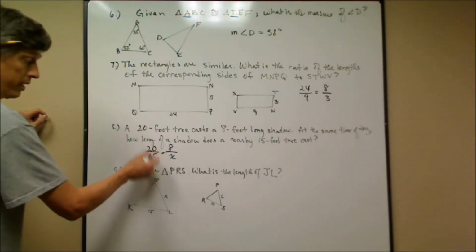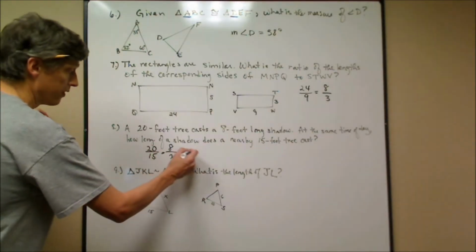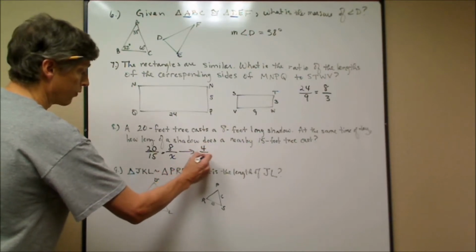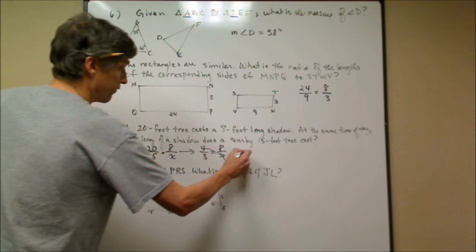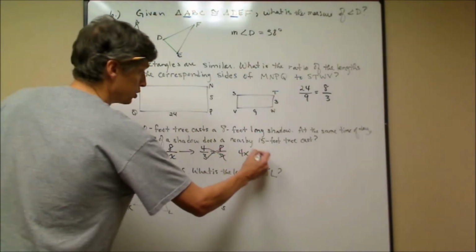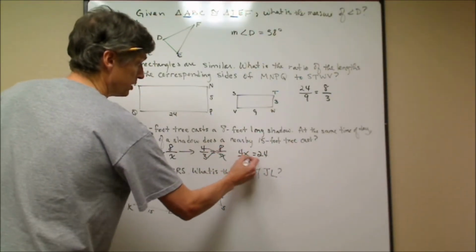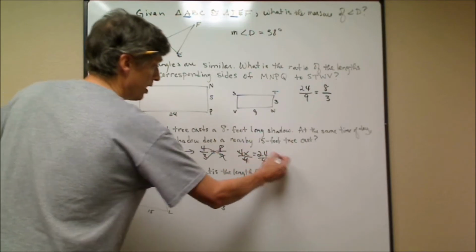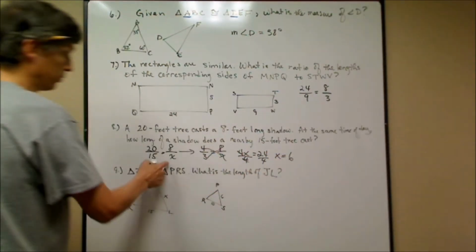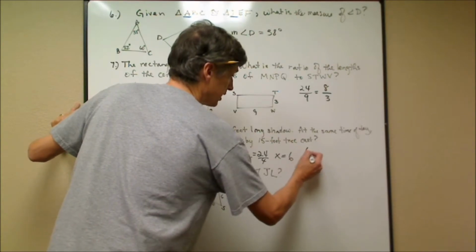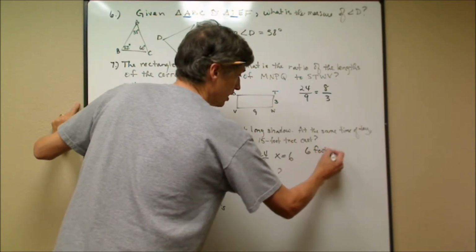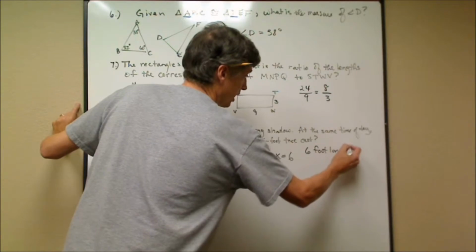So, here I can divide top and bottom by 5, right? That would give me 4 over 3 is equal to 8 over x. I'm going to cross multiply. I get 4x equals 24. Didn't leave myself much space here. Divide both sides by 4, and x equals 6, and x was the length of the shadow. So it's a 6-foot long shadow.